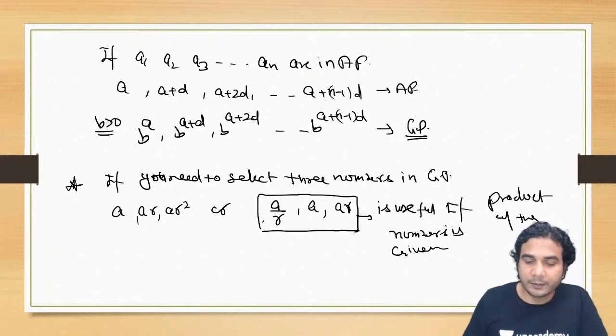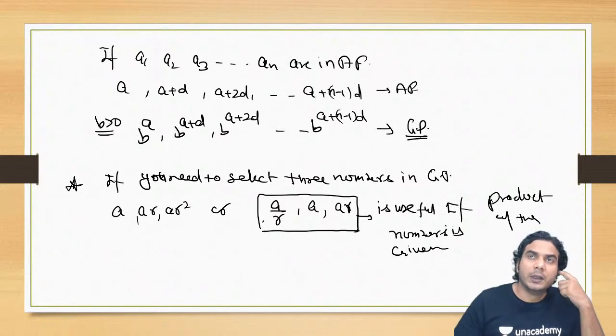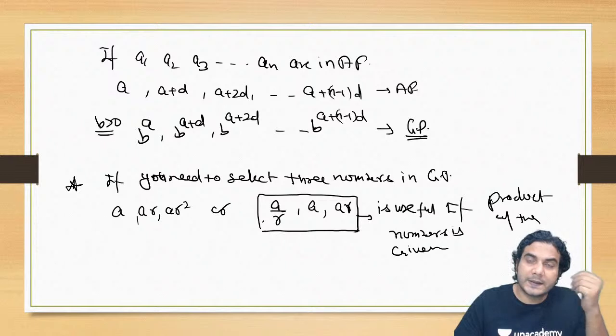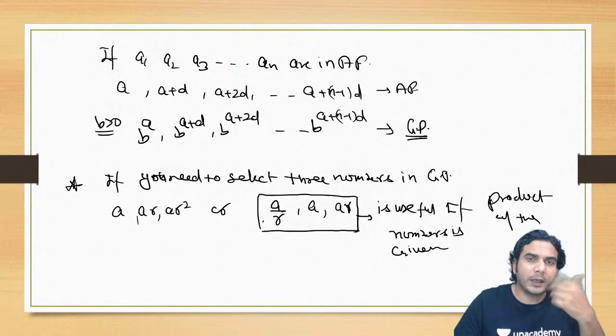So if the product of the three numbers is given, suppose you have a question like: find three numbers in GP whose product is this and summation is this. Then you should choose three numbers A upon R, A and AR, because if you take the product of these, you can see R will get cancelled and you'll get directly A cubed if the product is given. But if the product is not given, then you can take A, AR, AR square.